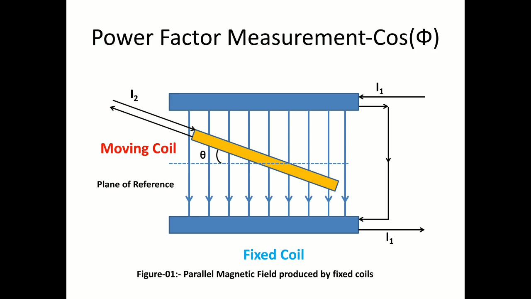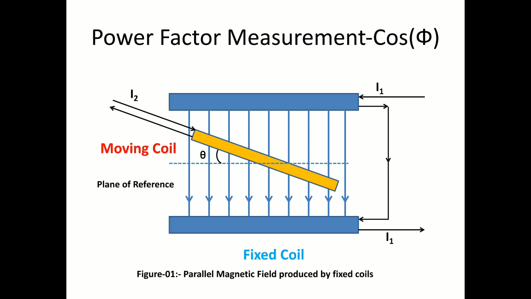arrangement in which we have two coils, a fixed coil and a moving coil. Actually, this type of arrangement we have already considered when we discussed the concept of the electrodynamometer type wattmeter. So what is the basic requirement of the fixed coil? To produce the required amount of magnetic field, and the basic objective of using the moving coil is to produce the required amount of deflection as an output, depending upon the magnitude of deflection torque acting on it as an input.